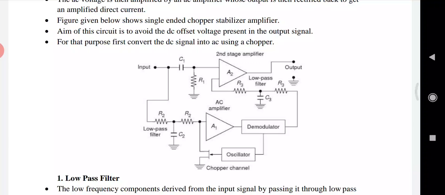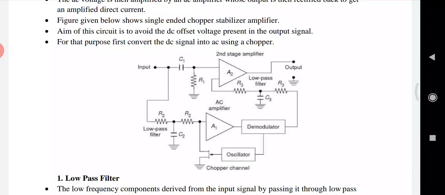Before that, this is again transmitted to a low pass filter. That is, before being given to this amplifier, the low frequency components are again derived using the low pass filter. And then comes the second stage of amplification, that is A2.